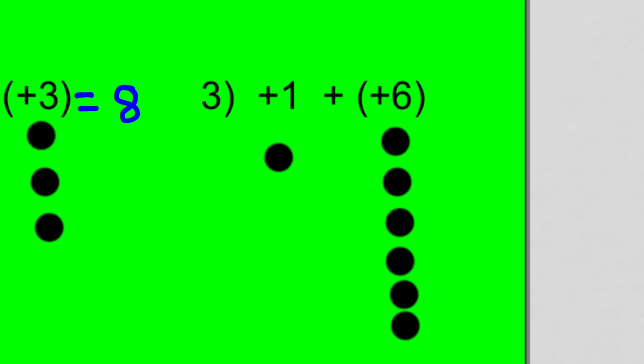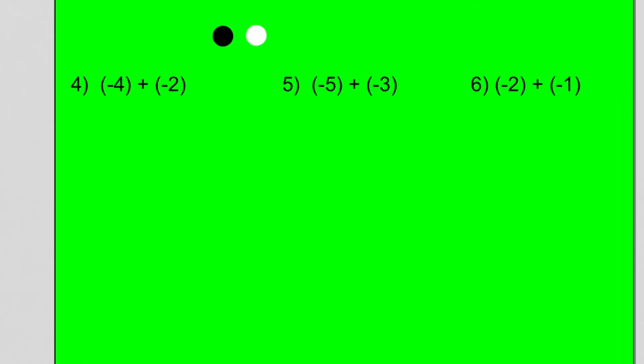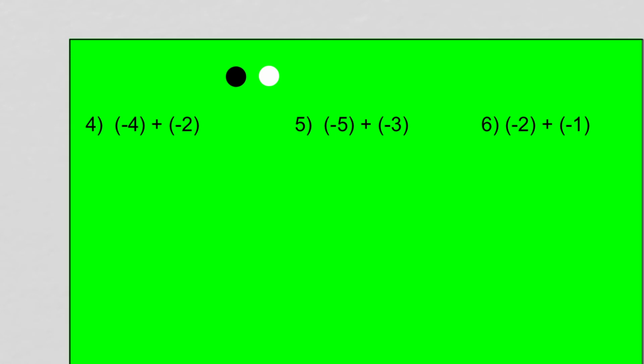So that's what happens when I have 2 positives. I just combine them and I get a positive answer. Now let's look at another group of 3. Let's look at what happens when I have 2 negatives.